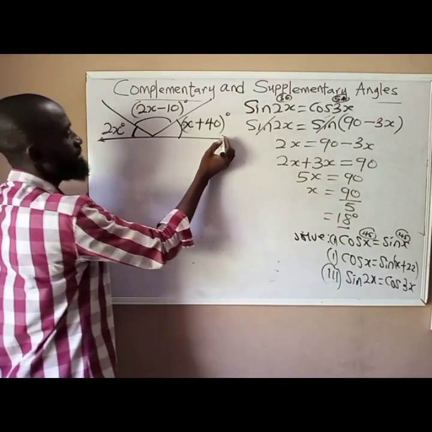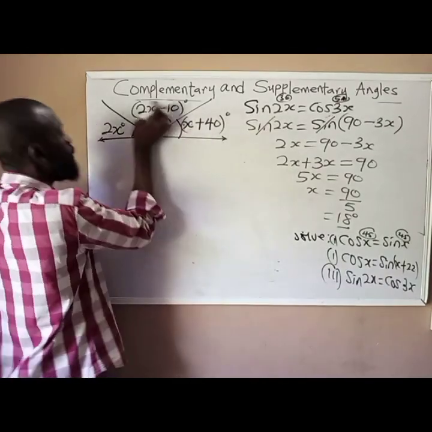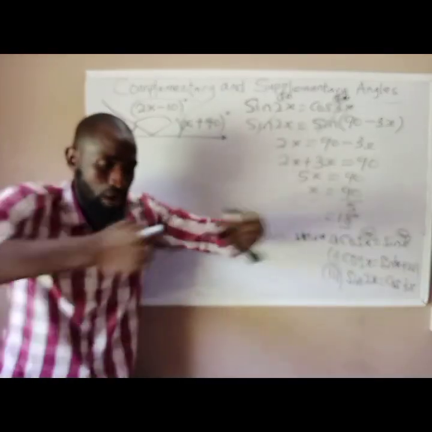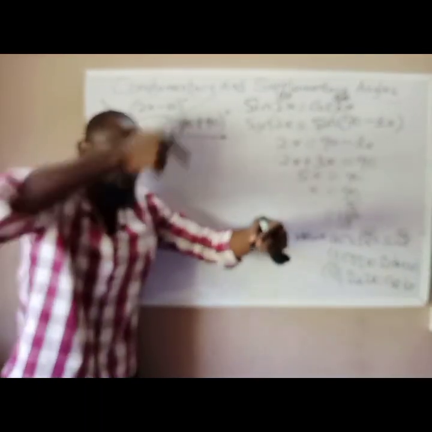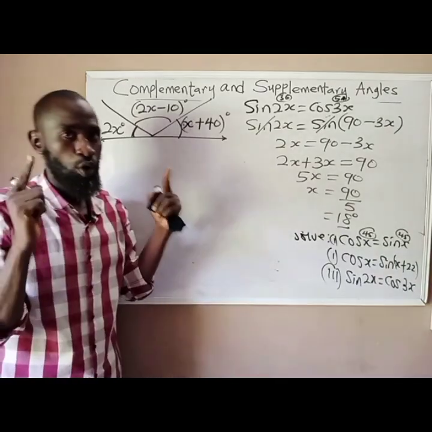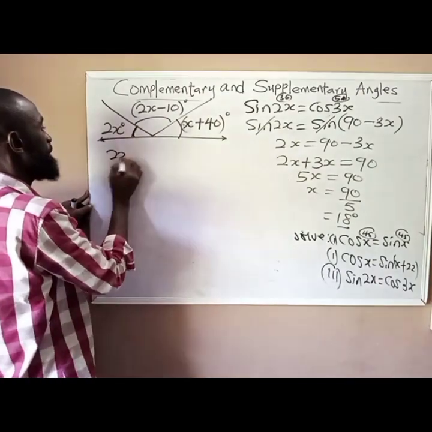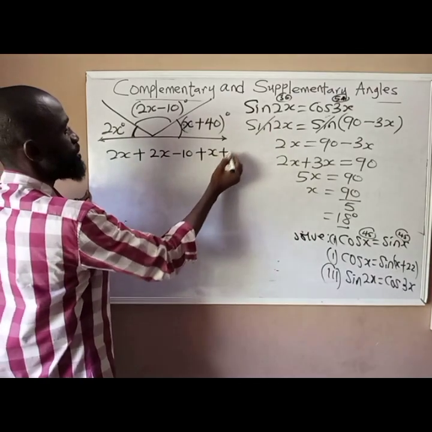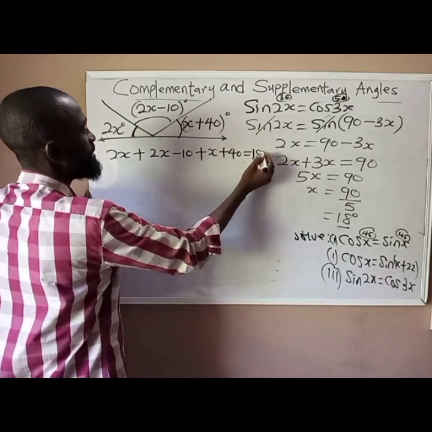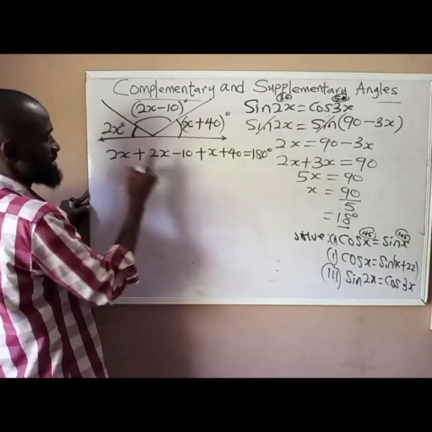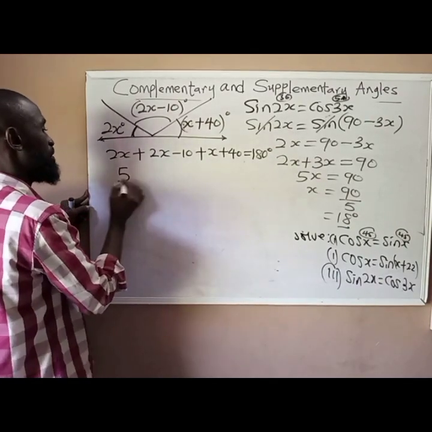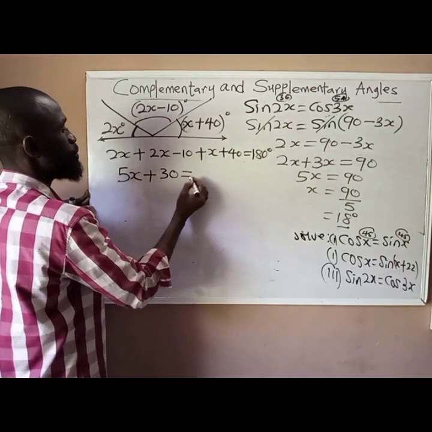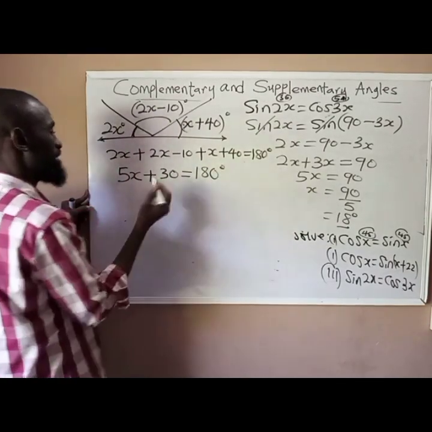Since this is a straight line, when we add all these angles together, we must have 180 because they are supplementary. Supplementary angles are always formed on a straight line. So when we add all those angles, it must give us 180 degrees. So our 2x plus 2x minus 10 plus x plus 40 must give us 180 degrees. 2x plus 2x is 4x. 4x plus x gives us 5x. Minus 10 plus 40 is plus 30, equal to 180 degrees.